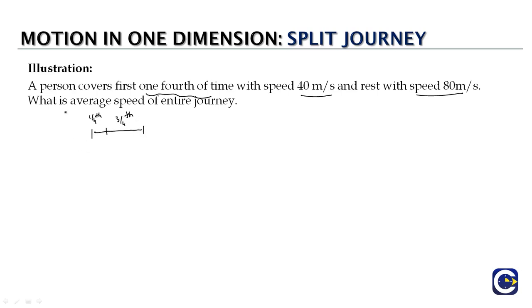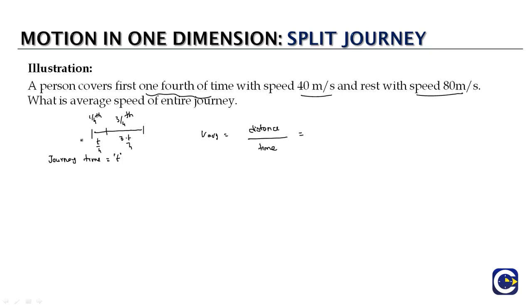Now, as we already discussed in the approach towards solving these kinds of problems, we'll start with an assumption that the total journey time, let it be t. So the first 1/4 of the time would mean t by 4, and the remaining time will be 3 into t by 4. So we need to find the average speed. Average speed will be total distance traveled in the entire journey by the total time taken.